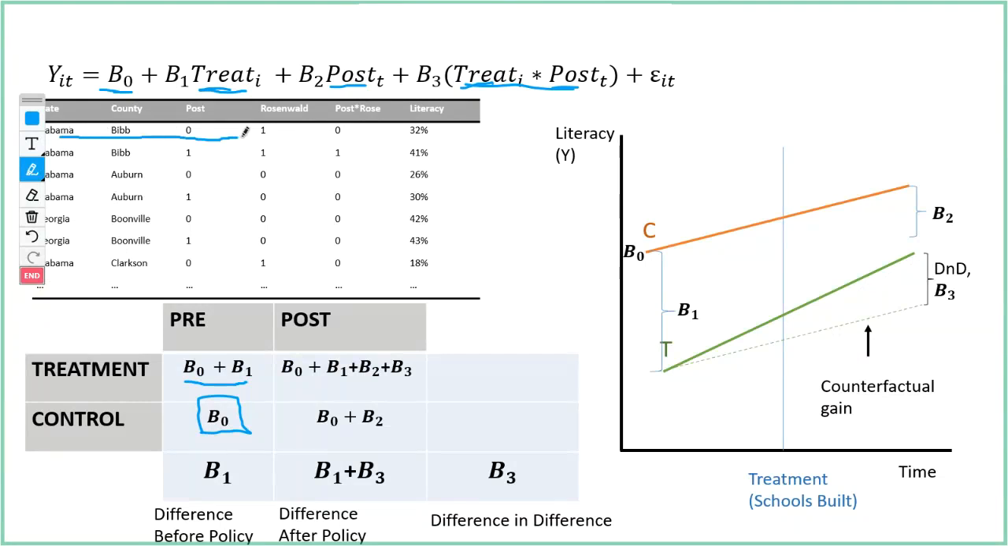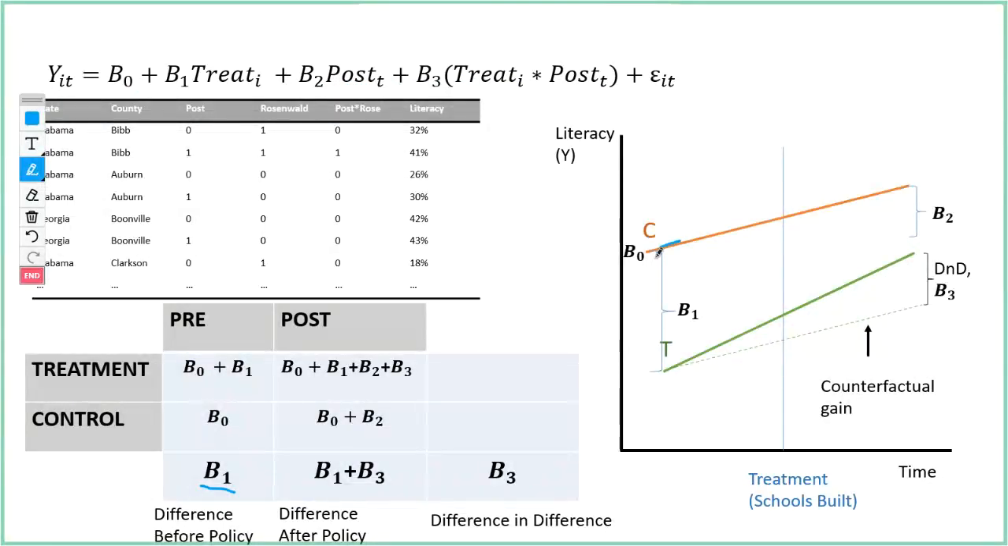Bibb County in Alabama, beforehand, can be thought of in this way. In other words, this box, the treatment pre-box, can be thought of as the average of all counties like Bibb County. Counties that were measured before any Rosenwald schools were built, but that will eventually have Rosenwald schools built in them. The difference between treatment counties before any Rosenwald schools were built and control counties before any Rosenwald schools were built is thus beta 1, because you have beta 0 plus beta 1 minus beta 0.